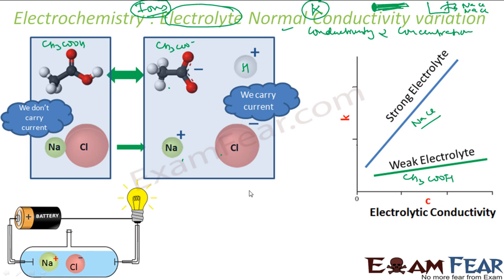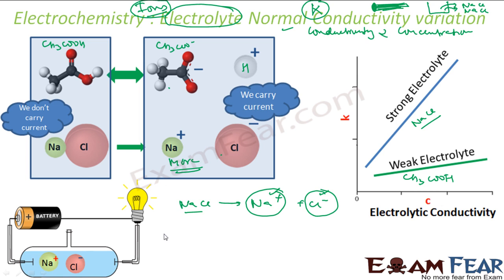Now, in case of a strong electrolyte, if you increase the concentration of NaCl, we know that there's a single arrow here, which means the moment you add NaCl to water, almost 99% of NaCl will dissociate into Na plus and Cl minus ions. Thus, the more you increase the NaCl concentration in an electrolyte, the more Na plus and Cl minus ions you get. More Na plus and Cl minus ions imply more conductivity. This is pretty okay.